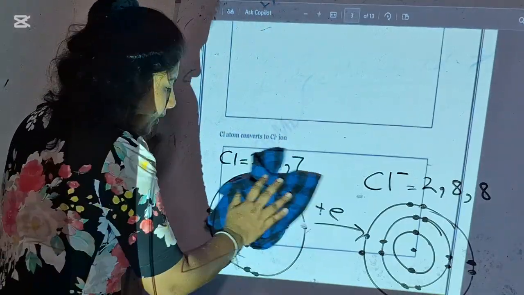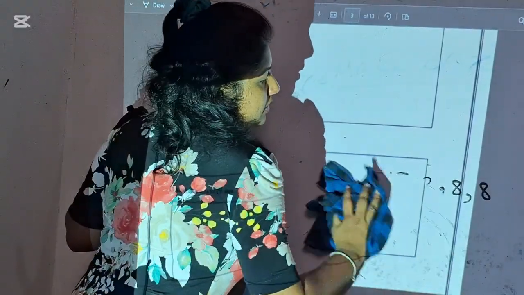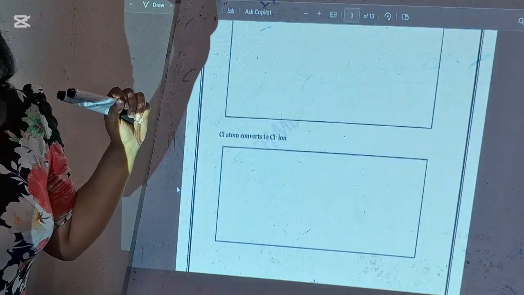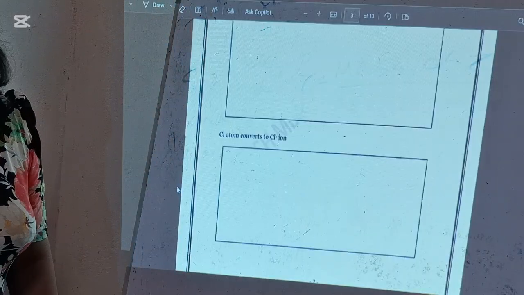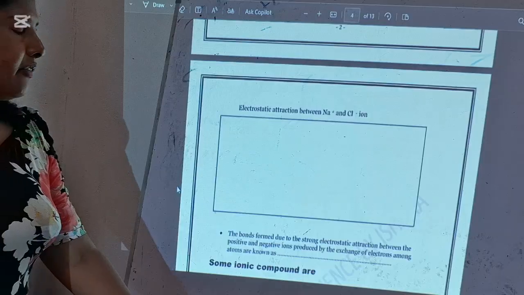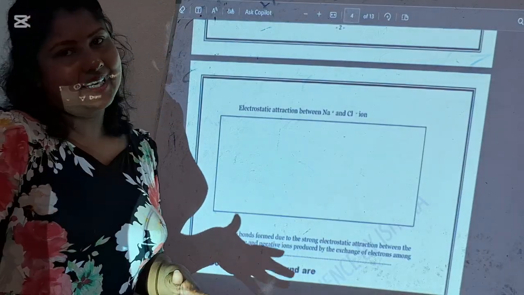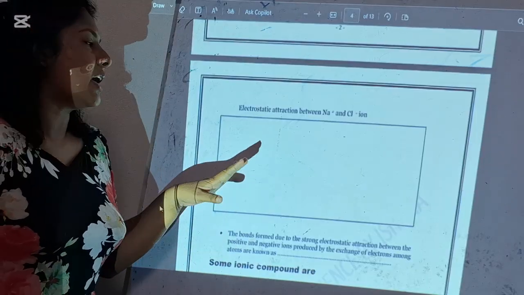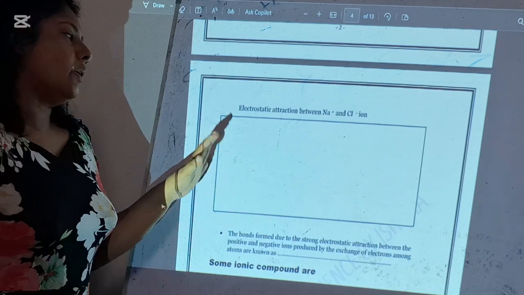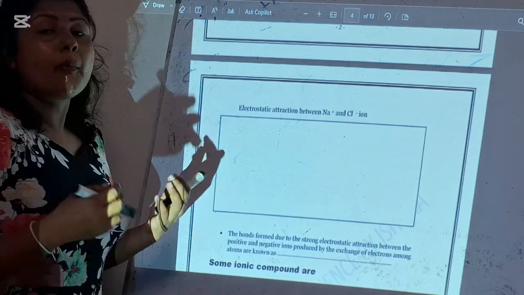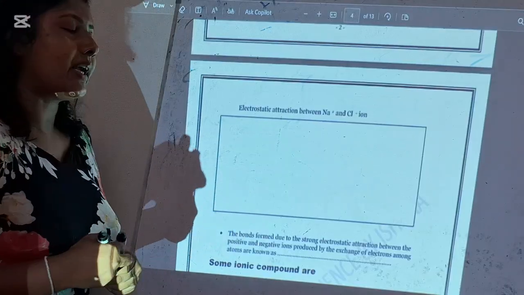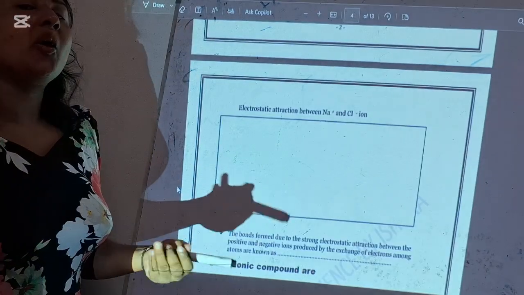Then we are going to draw the next one. After making the sodium plus ion structure and the chloride minus ion structure, shall we draw that one on the board? It means the bond. Electrostatic attraction between sodium plus and chloride ion means that is the ionic bond of sodium chloride.